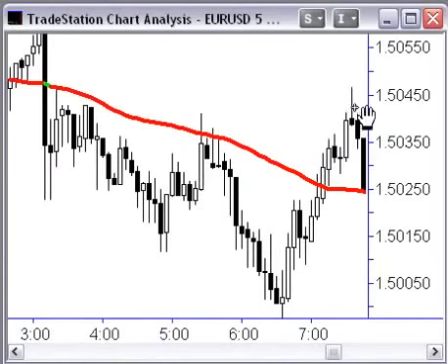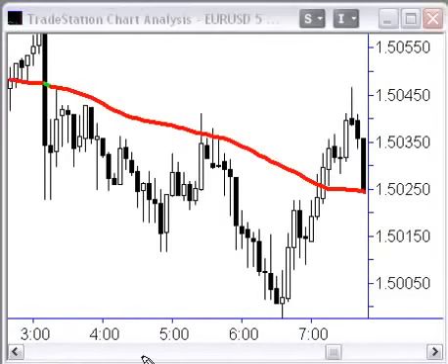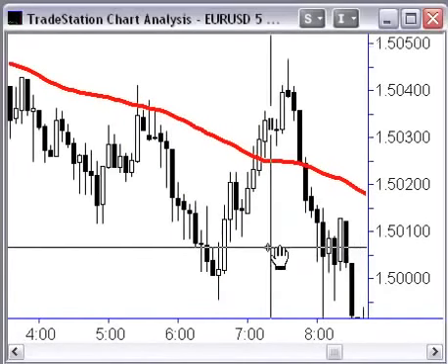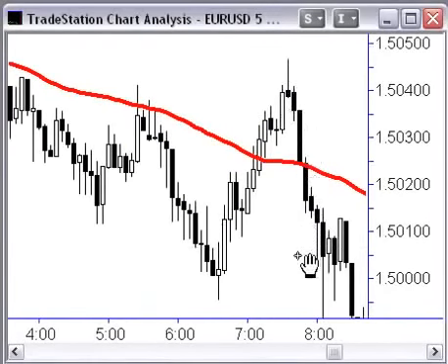Now look at this one. Here we go up. We've got up, down, up. What is that? Is this starting a new uptrend? Well, the 50 MA says, no, we're still in a downtrend. Still in a downtrend. And that would actually be a short trade.